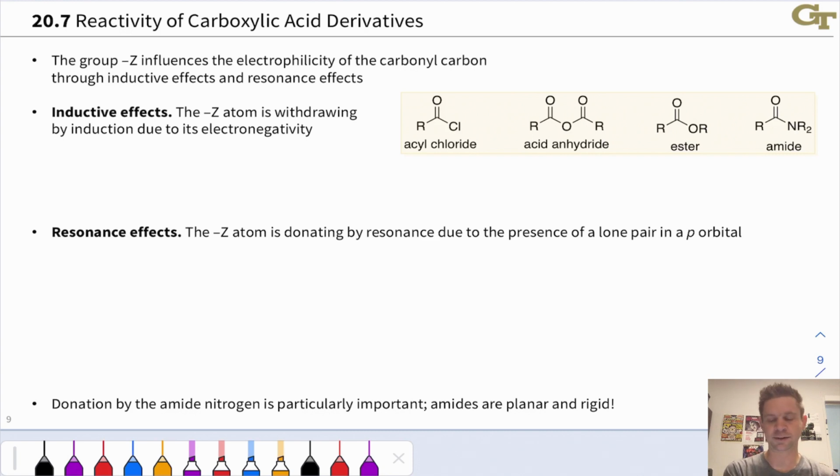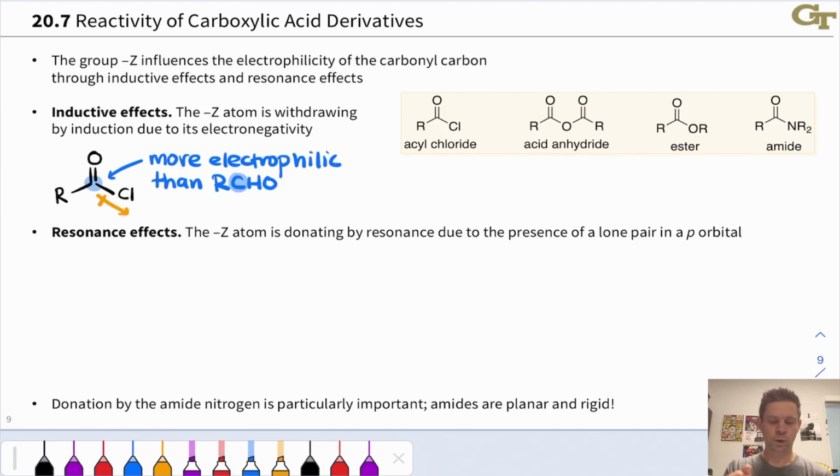So let's talk about inductive effects first. In a ketone or aldehyde, we've got hydrogen or carbon linked to the carbonyl carbon, and these 2 atoms are relatively not very electronegative, right? They don't pull a lot of electron density toward themselves. The story is very different with some of these carboxylic acid derivatives, particularly acyl chlorides and acid anhydrides, where the attached group is quite electronegative. That chlorine is pulling electron density towards itself in the carbon-chlorine bond, leaving this carbon very electrophilic, in fact, more electrophilic than the carbonyl carbon of an aldehyde, RCHO.